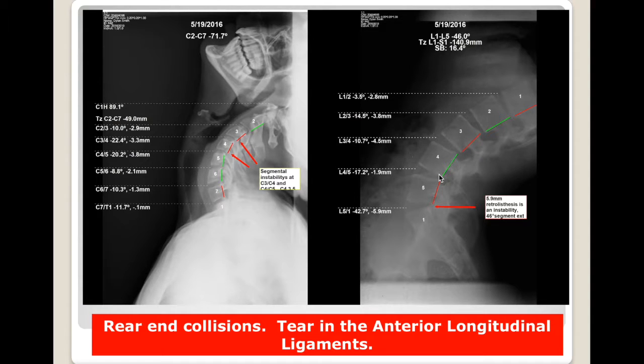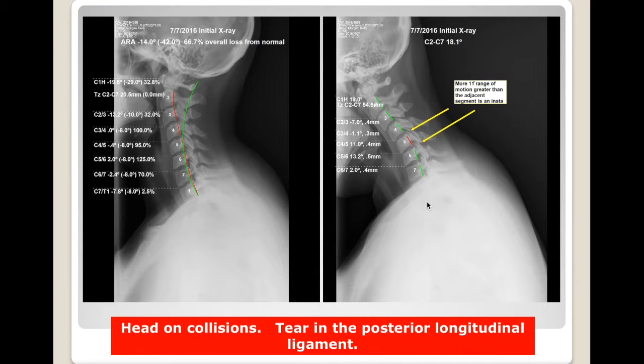This is a different patient that was hit from behind, and they have this different instability. This is a great example of someone that had a head-on collision.